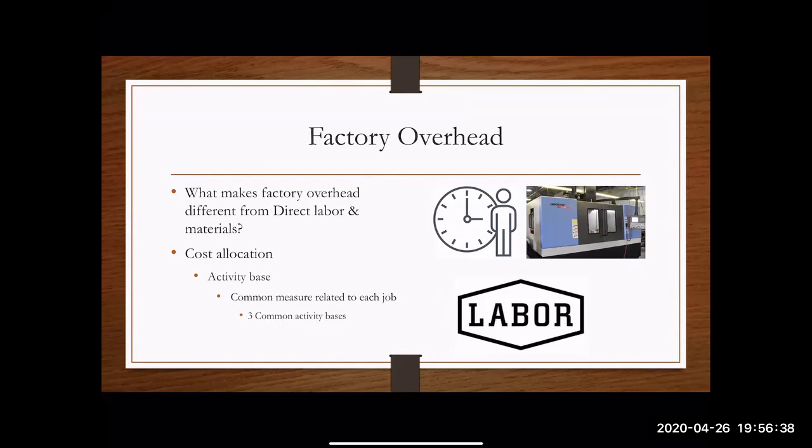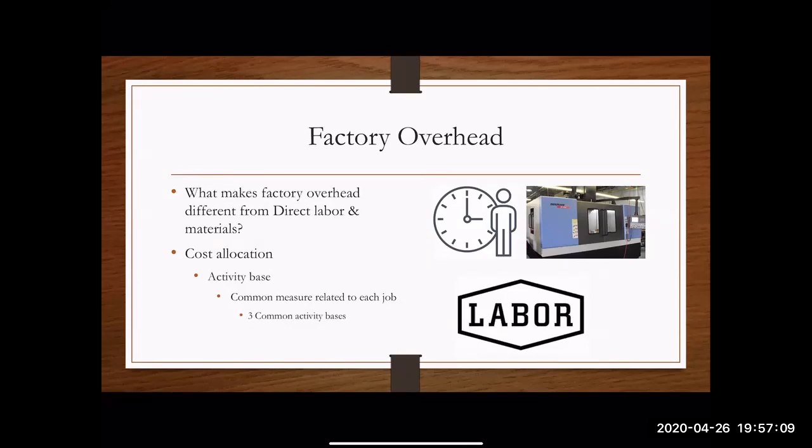All right, so factory overhead, just by definition, we said in a prior video, is different from direct labor and direct materials because it cannot be traced back to the job. It's indirectly related to a job. So again, what makes factory overhead different from direct labor and direct materials is its traceability.